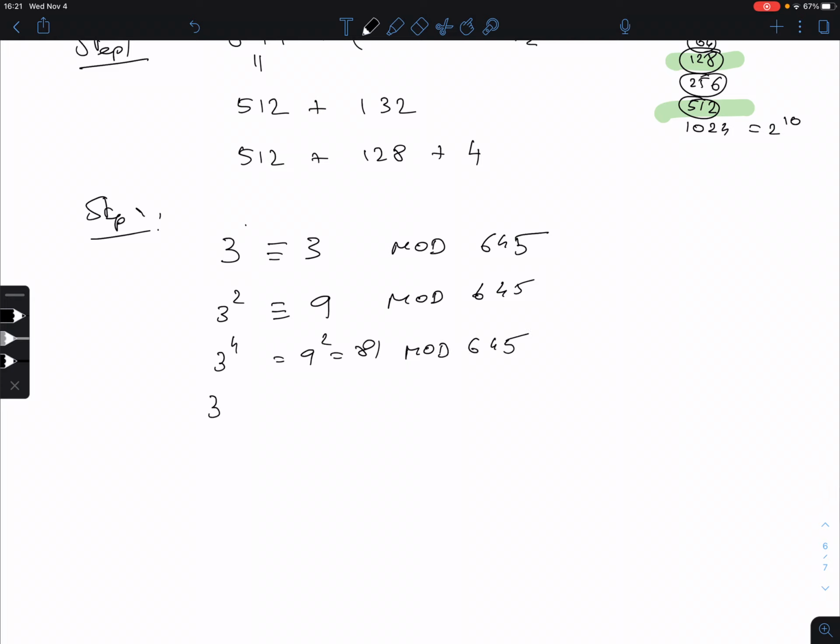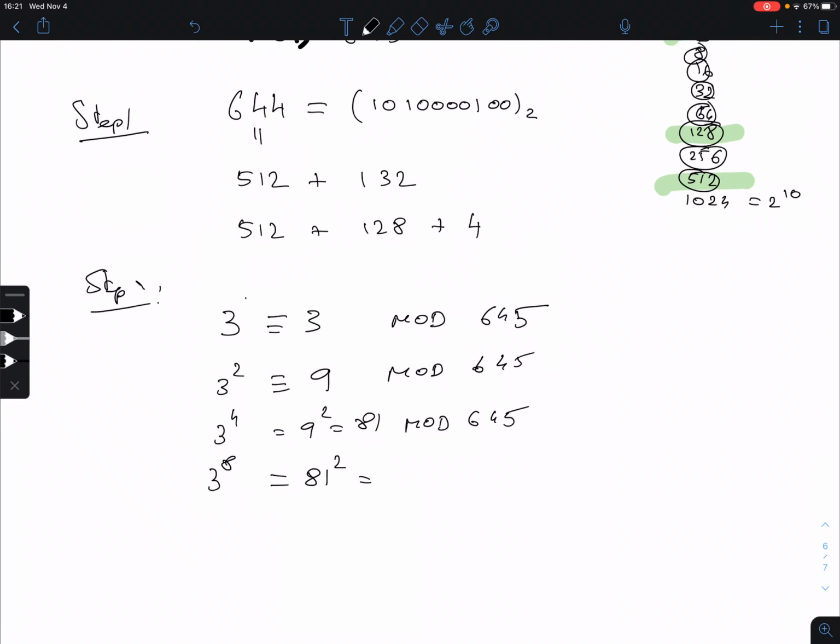So square again. 3 to the 8, that is 81 squared. Now 81 squared, that is getting bigger, right? 81 squared is, sorry, I was thinking about something else. So 81 squared, that is 6,561, but I want to reduce it mod 645. That is the first time that something will happen, right? So I'm going to make it smaller. I hope that you trust me that this is 6. So let me see now. I have to make sure that I read it in the right spot.